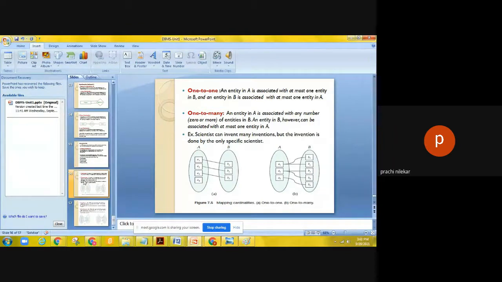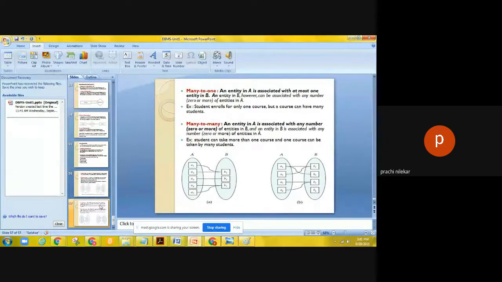Yes, one to many. Is it clear now? One scientist can invent many inventions, but one invention is done by only one specific scientist. This is the one to many relation.